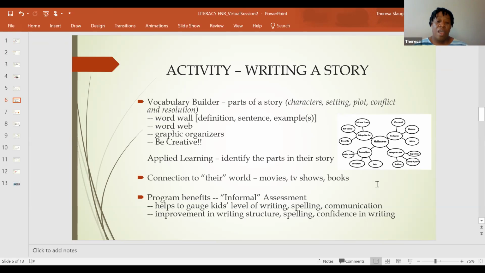And then, of course, you have the applied learning. With the applied learning, now that we have these words, now we've discussed these words, let's apply it to what you're doing in the classroom. Okay. So let's say that we've done this writing a story activity where we've done it 12 times. So the 12th time, I may have them actually identify the parts in their story. So I may have them identify their characters, the setting. Today we may focus just on the conflict and resolution of their story. Okay.